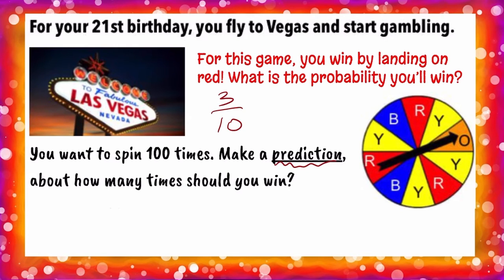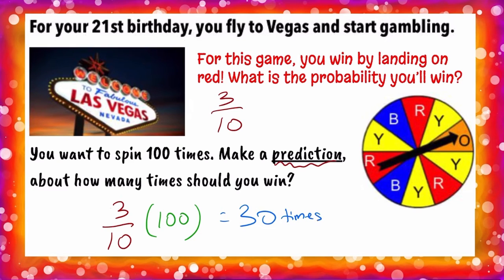Here's how you can figure this out. We are going to take our probability, any form that you want. I'll take 3/10, and I'm going to do 3/10 of the total number of times that I'm doing the event, which is spinning. So 3/10 times 100 is 30. So I predict that I will win 30 times. It's not a random guess. I use the information that I had from the probability, which was 3/10, to make a prediction.